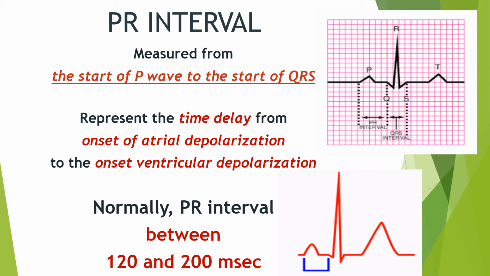The PR interval on the ECG is measured from the start of the P wave to the start of the QRS, as in the example here on the right side, and it represents the time delay from the onset of atrial depolarization to the onset of ventricular depolarization. Normally the PR interval is between 120 milliseconds and 200 milliseconds.